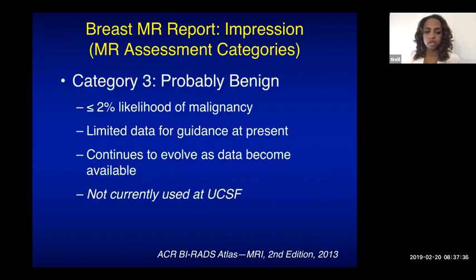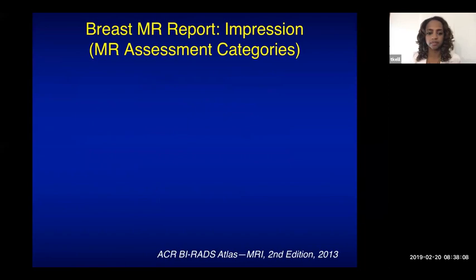Category 3 is probably benign. There's a less than 2% chance or likelihood of malignancy. We use that in mammography and ultrasound as well. But for MRI, there's limited data currently to guide us which findings should be categorized under probably benign category. So at this point in time, we don't use category 3 at UCSF, other institutions do. But once more data becomes available, I'm sure we'll categorize some findings under this category.